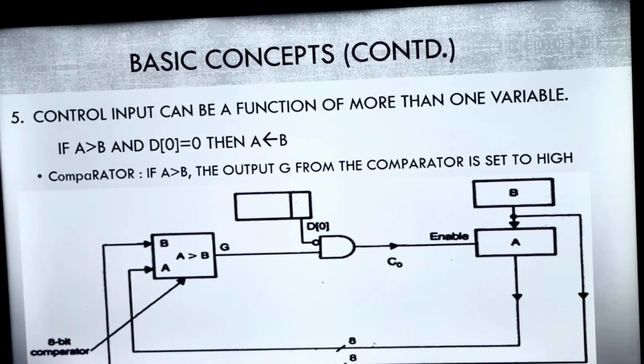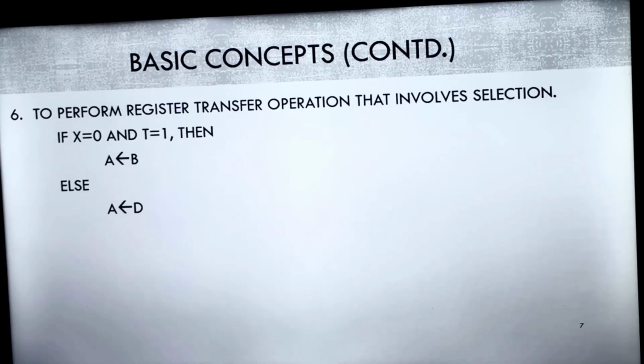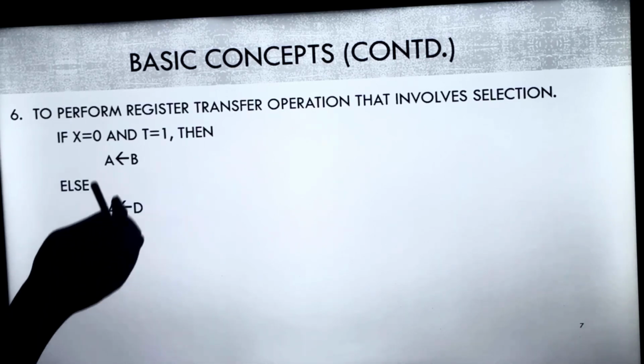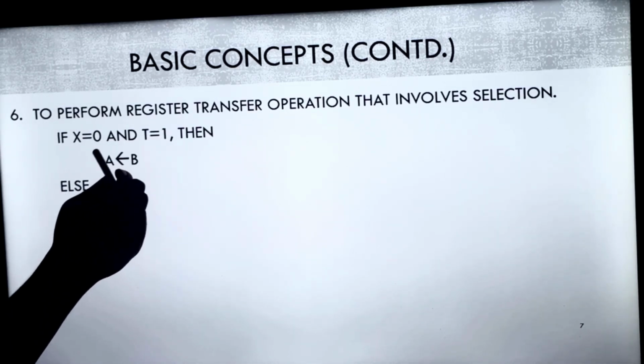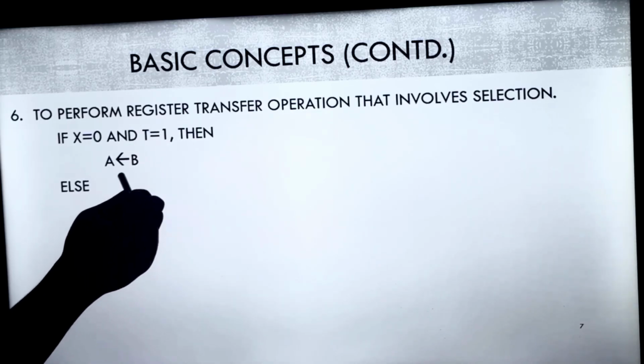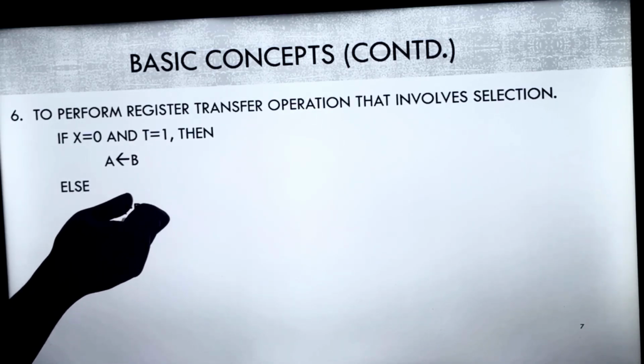I hope you understood that. Okay, then we'll see one more RTN, and I will ask you to draw the block diagram. Now see what we have. We have some more conditions: if x equals 0 and t equals 1, then I will transfer from B to A, else I will transfer D to A.